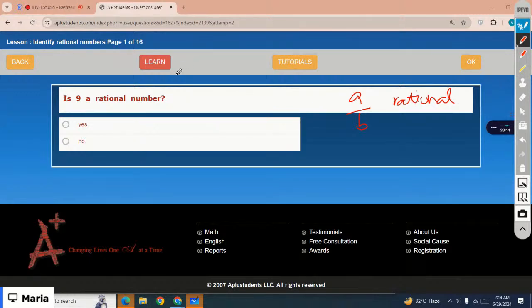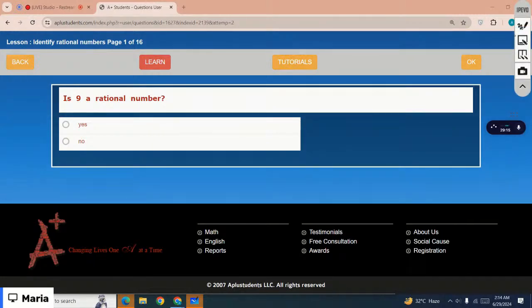The correct option is yes, 9 is a rational number. You can write it as 9 over 1, right? So that is a rational number. Got it?